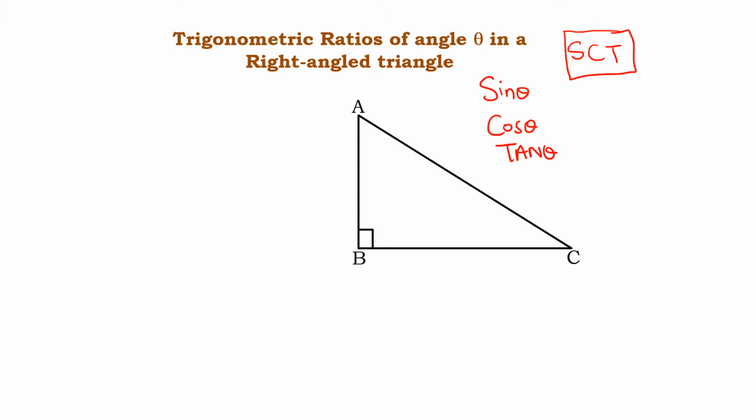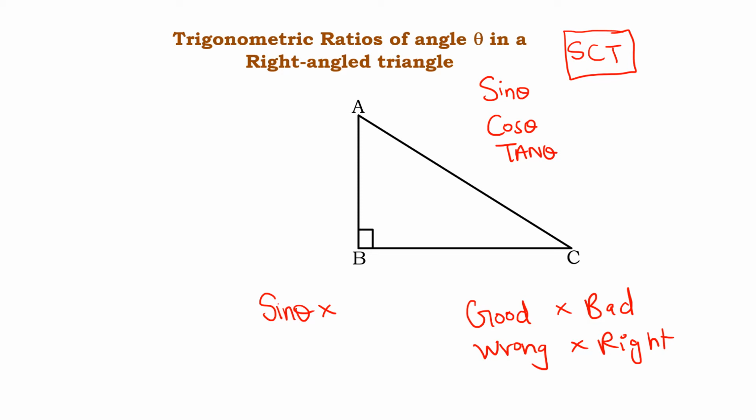Now in English you must have learned the opposite word, that is the antithesis. For example, the opposite of good is bad. Similarly, the opposite of wrong is right. In this way, the opposite of sine theta here is cosec theta. The opposite of cos theta is sec theta. And the opposite of tan theta is cot theta.